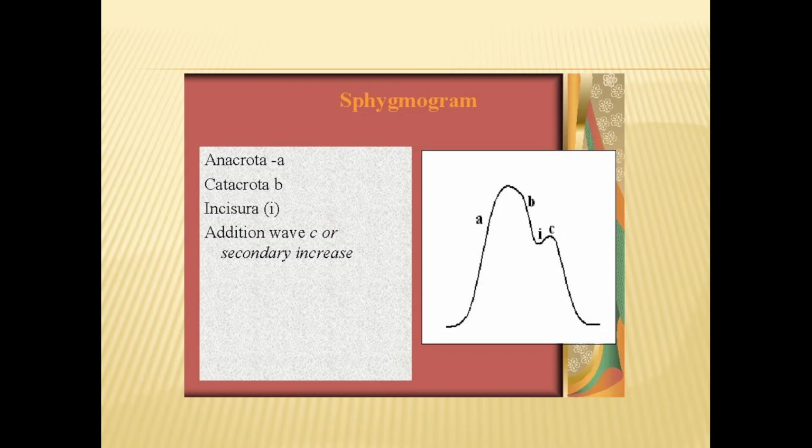Normal sphygmogram. There are a few parts of the sphygmogram: anacrota, catacrota, incisura, and an additional wave or secondary increase. Very important that there is an incisura and an additional wave. It is the so-called reflected additional wave, and it helps us to assess vascular wall stiffness.